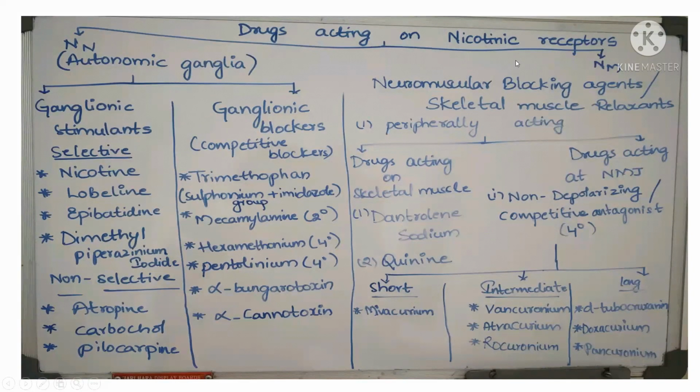And next we come to drugs acting on nicotinic receptors. Previously we have seen some of the drugs; here I have written all the drugs. We have two receptors: those on autonomic ganglia and those on the neuromuscular junction. Under autonomic ganglia, we have ganglionic stimulants and ganglionic blockers. Under ganglionic stimulants, selective and non-selective. Under selective: nicotine, lobeline, epibatidine, and dimethylphenylpiperazine.